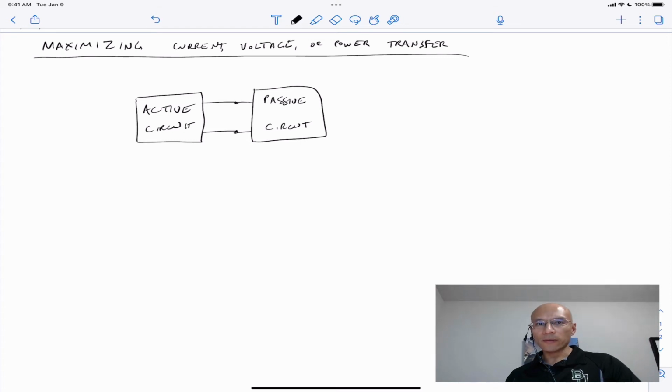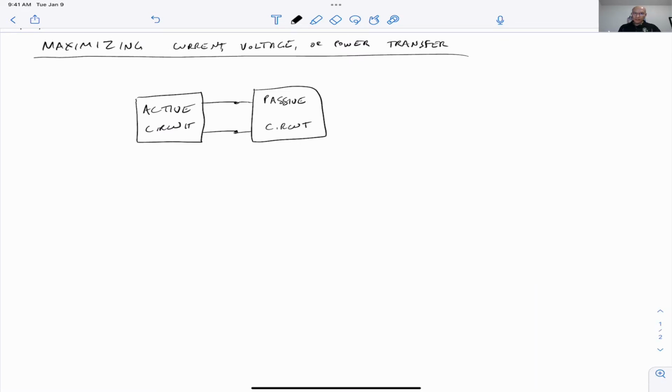In this video, I'm going to introduce to you how we can design a load circuit for maximum power transfer, or perhaps maximum voltage or maximum current. Because that's something we often want to do when we have a load. We want to maximize either some information signal or the power transfer to that load circuit. So we might be given an active circuit and a passive circuit that are connected.